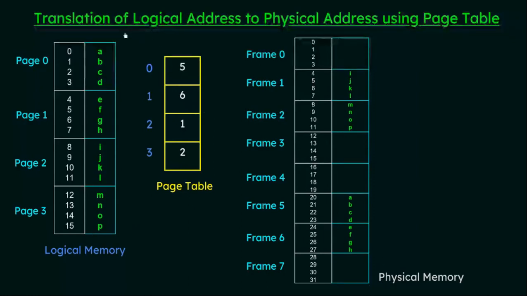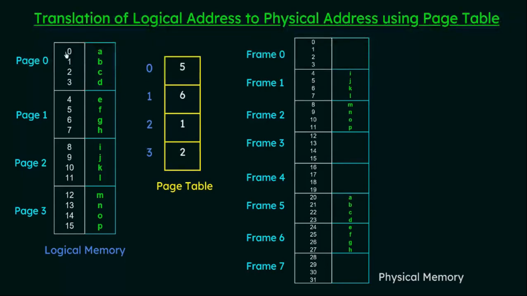Okay, now how do we translate the logical address to a physical address? For example, in page 0, we have data A. This A is stored at logical address 0. What is the corresponding physical address for this 0? We see that page 0 is stored in frame number 5. If you come to frame number 5, we see that A is over here, and A is stored at physical address 20.